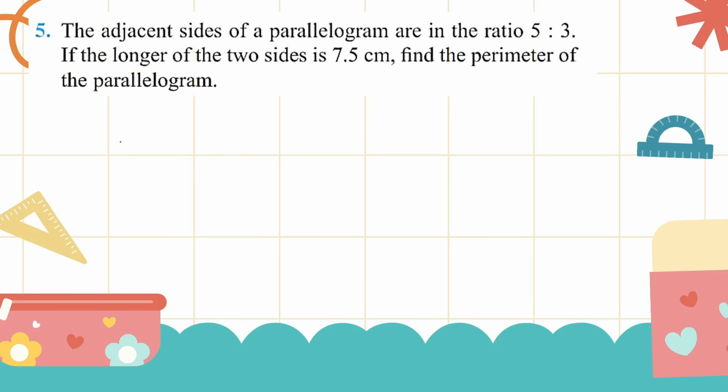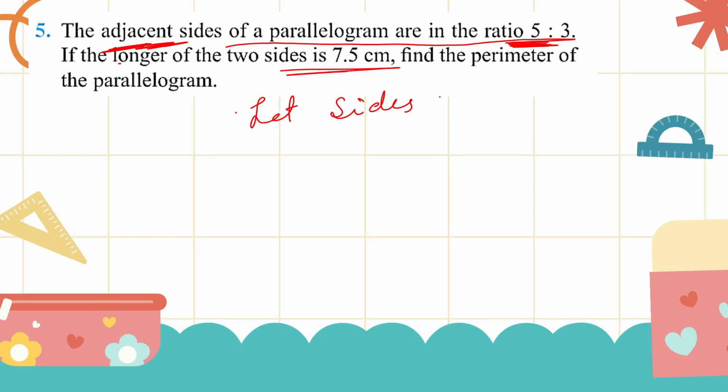And next, fifth sum. In the fifth sum, what is given? The adjacent sides. Again adjacent sides are given, and we are clear with that. The adjacent sides of a parallelogram are in the ratio 5:3, and the longer side is also given. So firstly, according to the ratio, we let the sides. We know that clearly. If the ratio is given, we let it with x, like 5x and 3x.